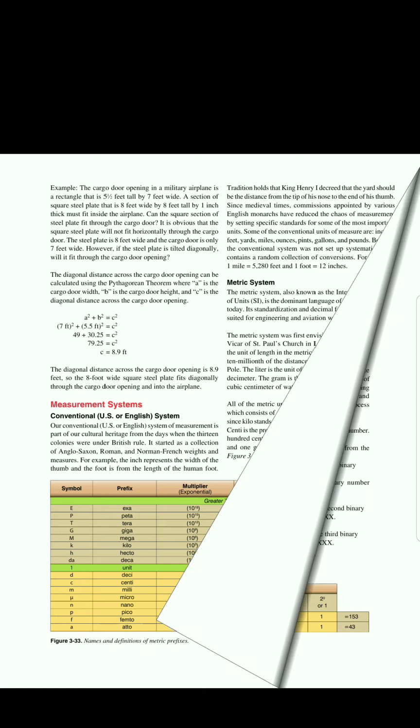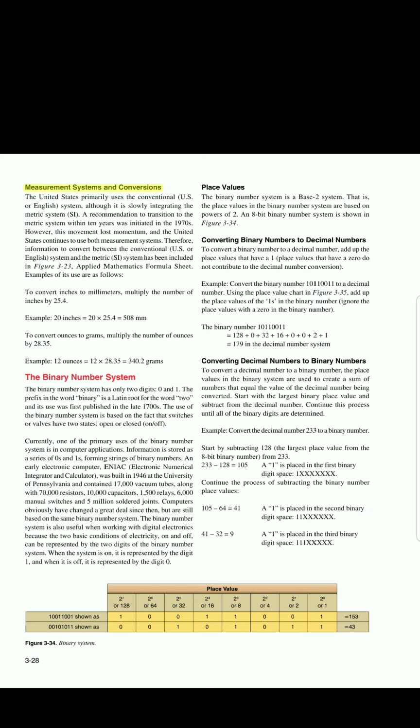3-27. Measurement systems and conversions. The United States primarily uses the conventional, U.S., or English, system, although it is slowly integrating the metric system, SI. A recommendation to transition to the metric system within 10 years was initiated in the 1970s. However, this movement lost momentum, and the United States continues to use both measurement systems. Therefore, information to convert between the conventional, U.S., or English, system and the metric, SI, system has been included in Figure 3-23, Applied Mathematics Formula Sheet. Examples of its use are as follows.